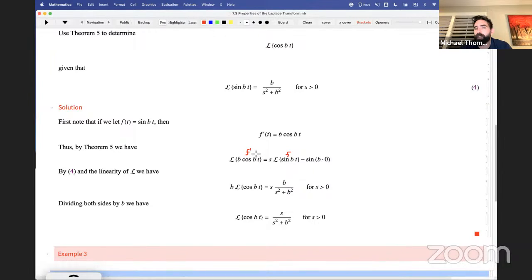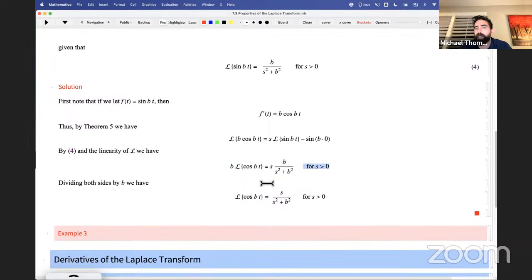You'll notice it's a first derivative, so I put an s in front. And then this guy right here, that's just f of 0. That's your initial condition. And since f is the sine function, you'd have sine of b times 0, and the sine of b times 0 is 0. So that guy's going to drop off. What we're left with is this guy for s greater than 0. Then we can divide both sides by b, and now we have our conclusion.